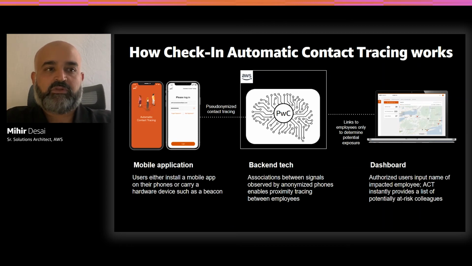This is where Amazon Keyspaces is used. This is where the data is going to be collected and stored. And we will unpack the architecture of this particular technology in a couple of slides. And then lastly, there is a user portal that authorized users can go into and input the name of an impacted employee, for example. ACT will instantly provide a list of potentially at-risk colleagues who have come into close contact with the person that's been identified.